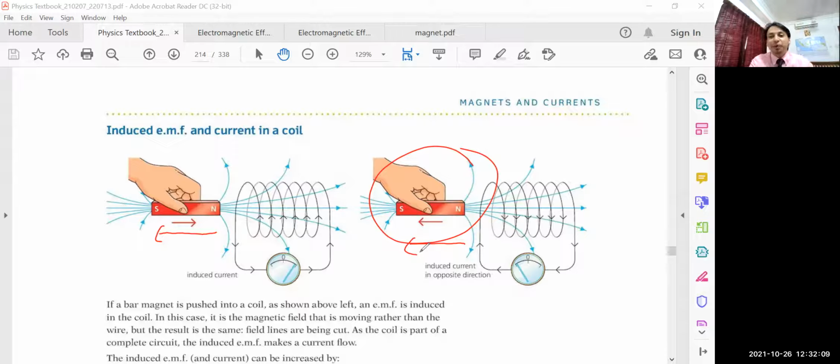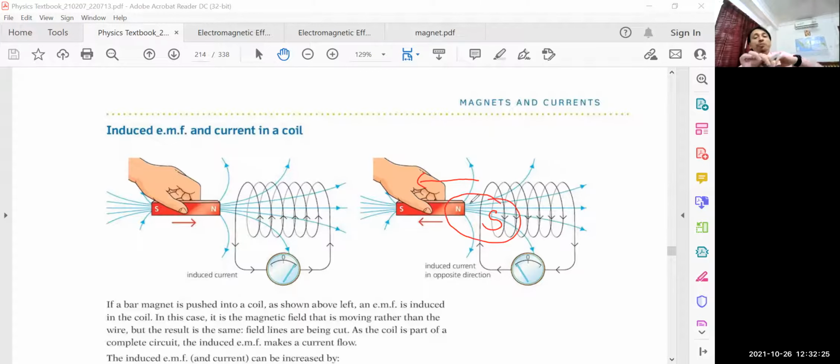If the magnet is moving away from the coil, now it will create a south pole there. Why will it create a south pole? Because it has to oppose the motion. Because the magnet is moving away, it will create a south pole so that it can attract the magnet, so that it won't move away.